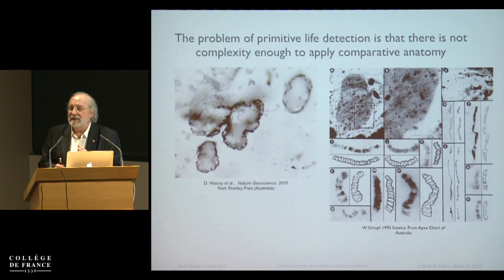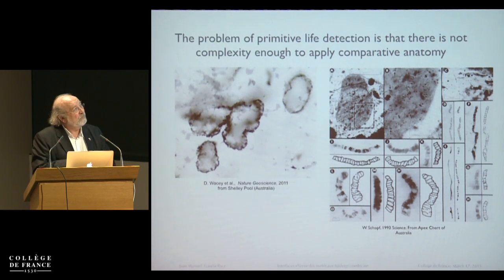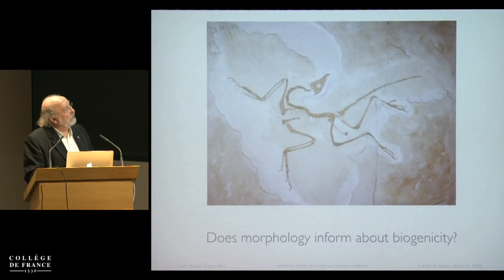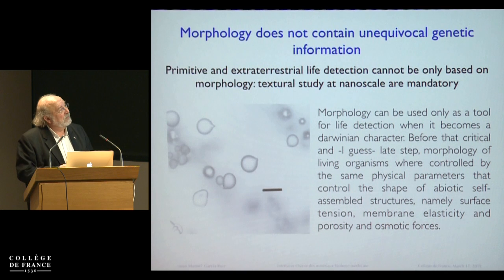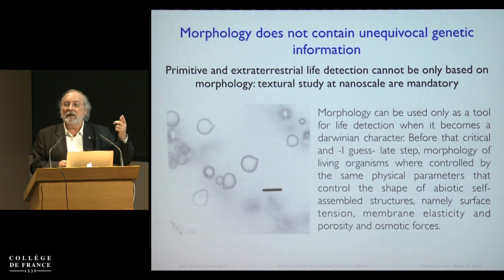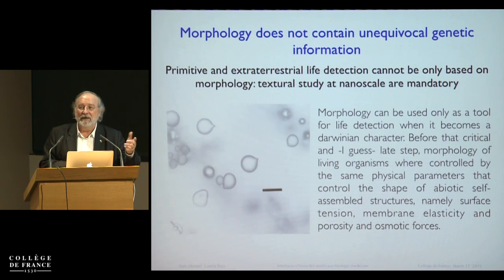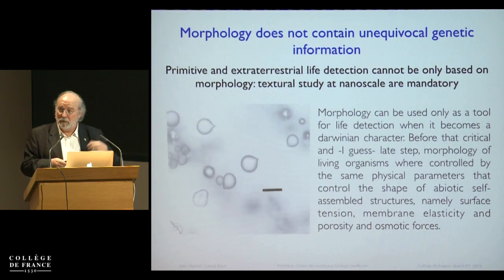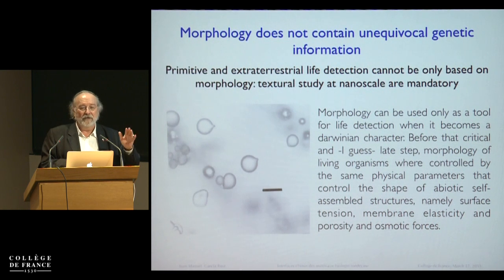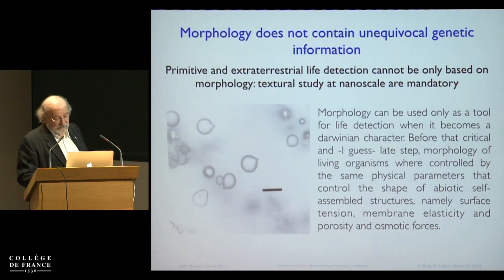And the main problem is that we are talking about early life. We are talking about something very small and very simple. So we cannot really use comparative anatomy. There is no way to use it. Therefore, this is the problem. This is why, to me, in order to use morphology as a criterion for biogenicity, we need to wait until biology defeats physics, okay, in evolution. So as soon as you have something completely not made by biology, then I think that we can really use morphology as a criterion for biogenicity.